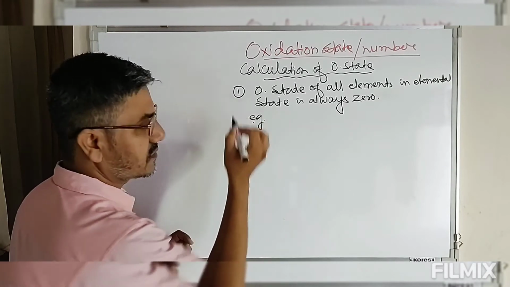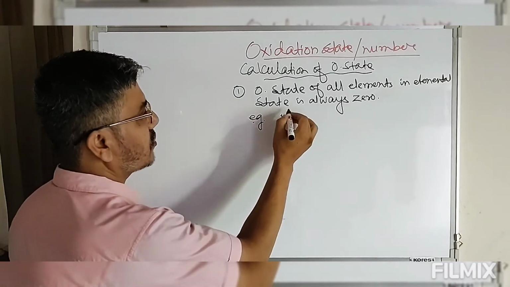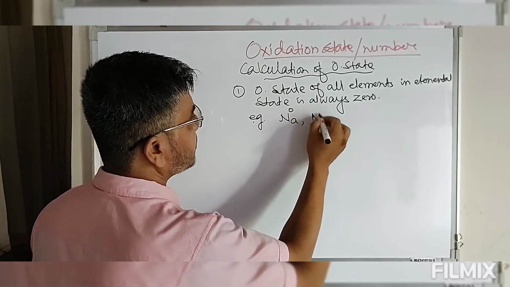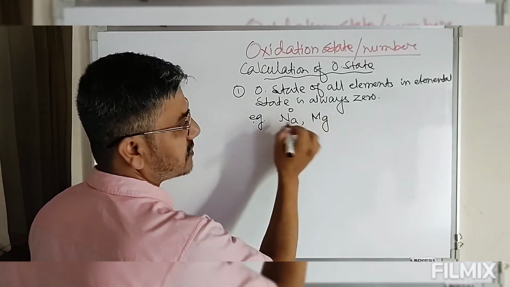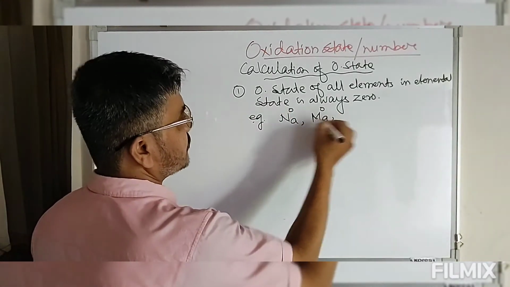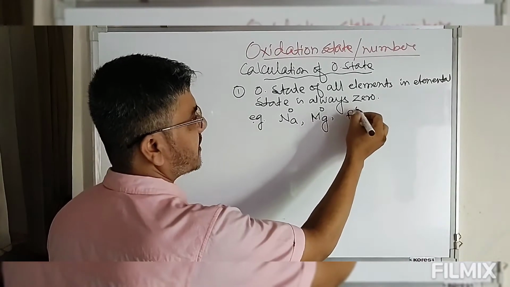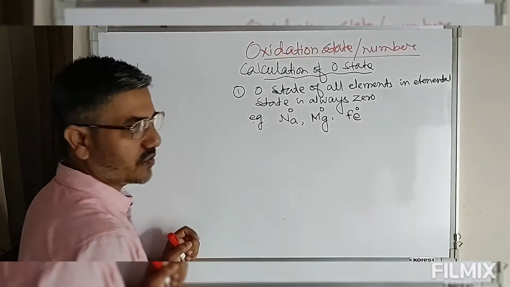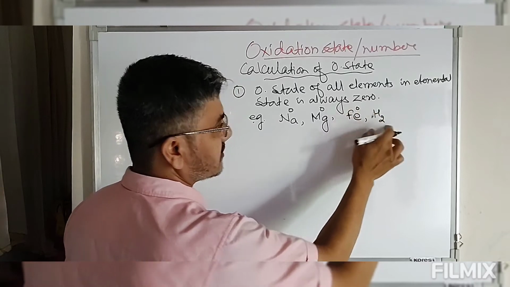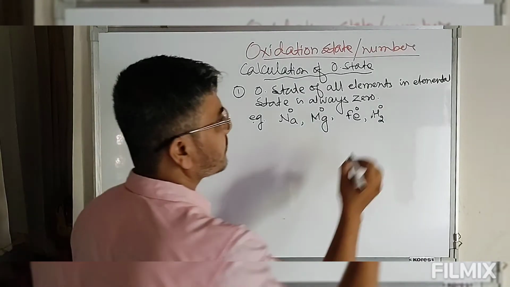Let's see these examples. Sodium, elemental state, oxidation state is zero. Magnesium, metal, elemental state, solid magnesium, oxidation state is zero. Iron, again elemental state, oxidation number is zero. All these are monoatomic. Now look at hydrogen, elemental state, H2. The oxidation state is again zero.